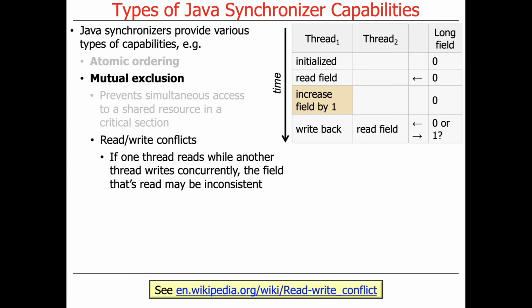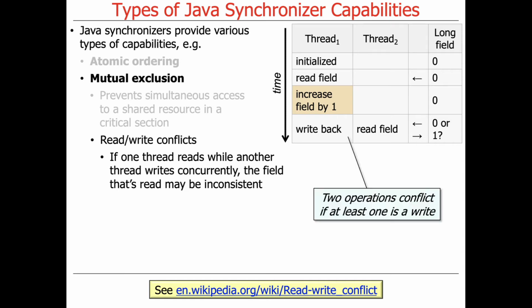And that's because this is what's called a read-write conflict. In the absence of synchronization, there's no telling what the value thread T2 will find when it reads what thread T1 is writing to at the same time. Two operations have a read-write conflict if at least one of them is a write.